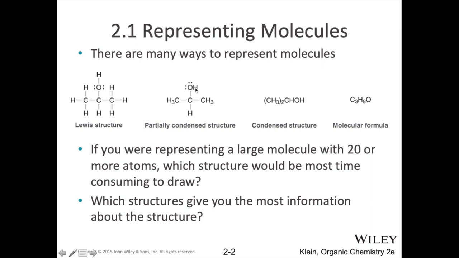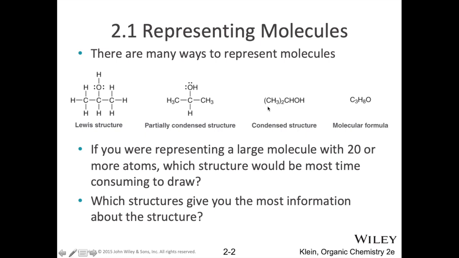Now you could take this a step further and do this for every atom. In the case of this central atom here, we can just write that there are two methyl groups, two CH3 groups, attached to it, and a hydrogen that's attached to it. Notice that if you're not familiar with these fully condensed structures, it's kind of hard to read this.